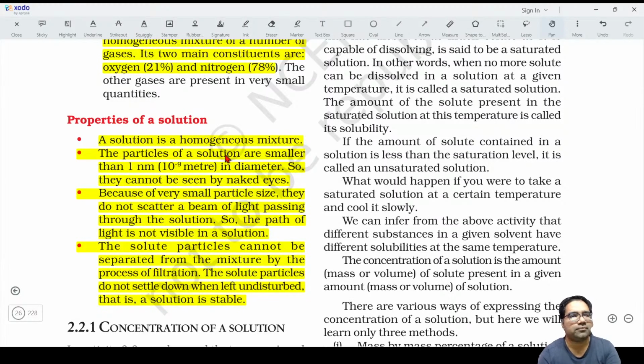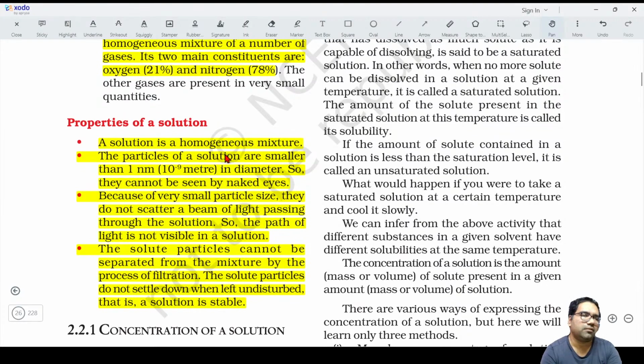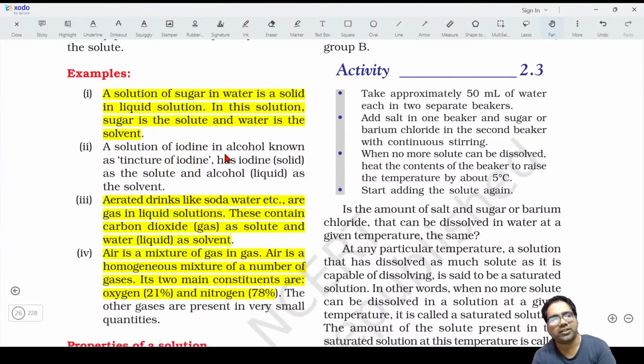Particles of a solution are small. A solution is a homogeneous mixture. Particles are 1 nanometer, do not scatter a beam of light, and cannot be separated from the mixture by the process of filtration. Now tell me what are the 4 points?